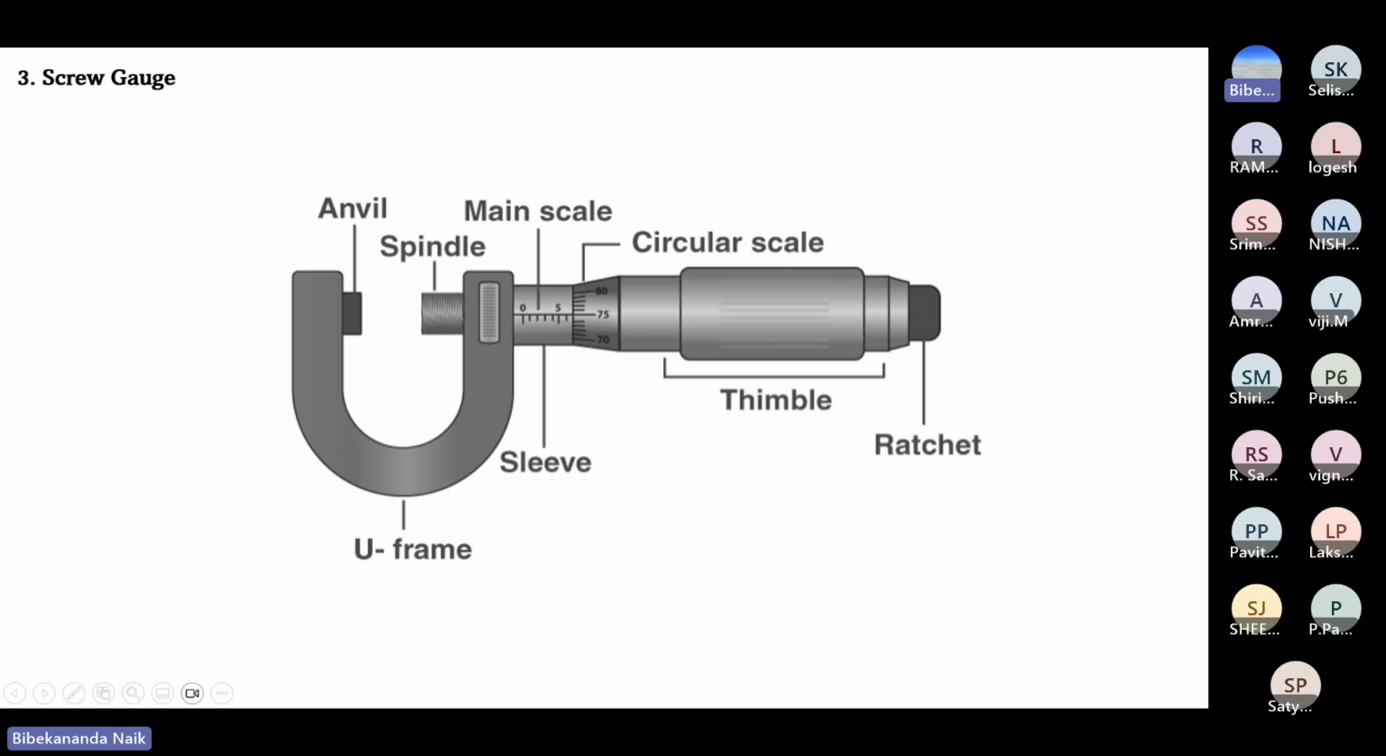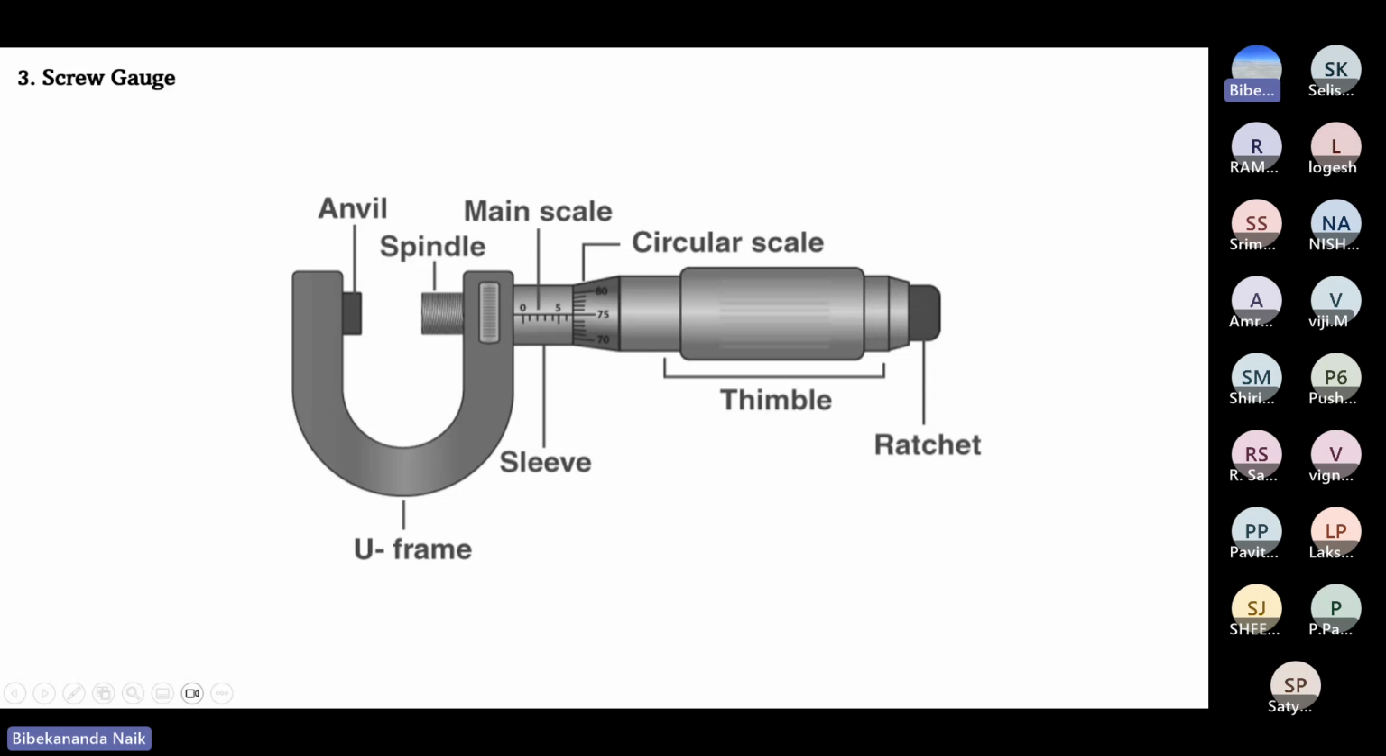So now let's discuss the screw gauge. Screw gauge is another type of measuring device, and it is used for more precise measurement. It is a bit more precise in comparison to vernier calipers, because in some vernier calipers the measurement is 0.01 centimeter or 0.1 millimeter, but in a standard screw gauge we can measure up to 0.005 centimeter. That is, the least count of the screw gauge is half of the least count of the vernier caliper.